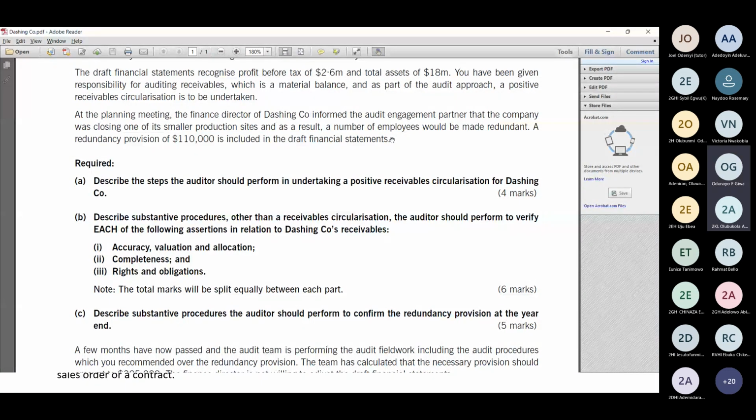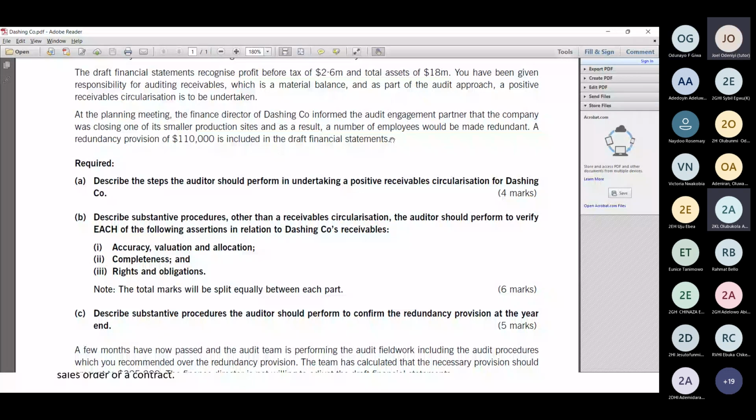Yes, a procedure that we can carry out is to inspect the minutes from the board meeting where they discuss the redundancy provision, because it seems like a substantial amount of money. Not only is it substantial, it is also a major move for the company. So there's no way they won't discuss it at the meeting. So that should be inspected. Okay, that's just one point on my side.